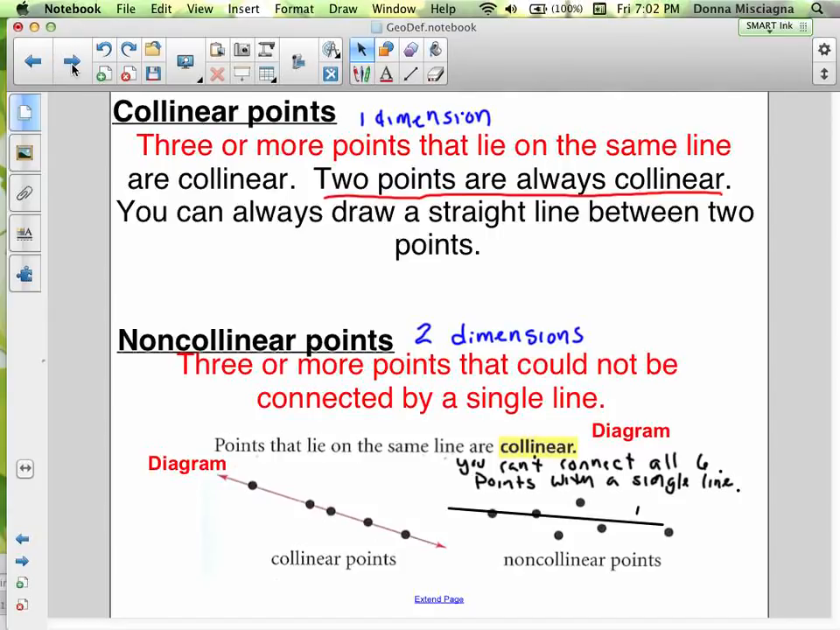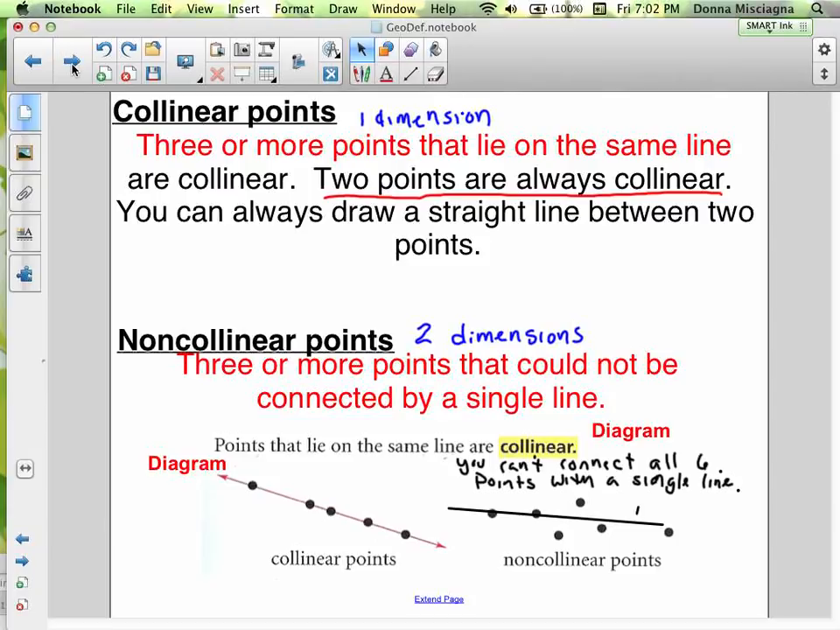Collinear points. That would be 1 dimension because these are points that lie on the same line. For a definition, we have 3 or more points that lie on the same line. Also add to your definition, 2 points are always collinear. You can always draw a straight line between 2 points, even if a line's not shown between them. So when we talk about collinear points, we're talking about 3 or more points.